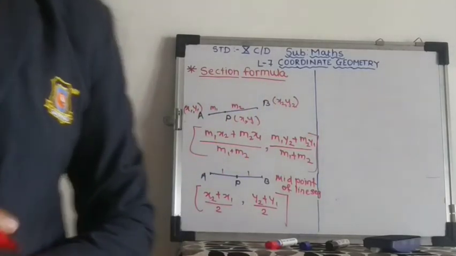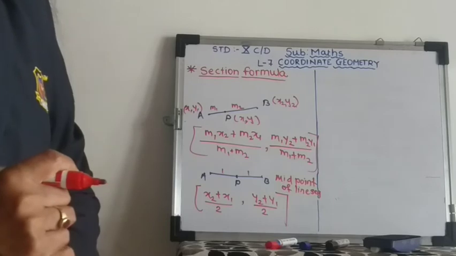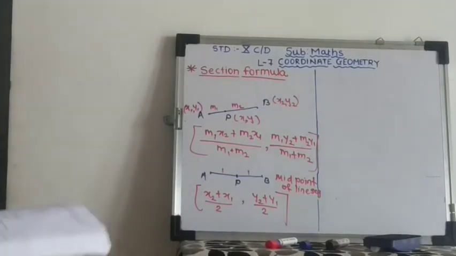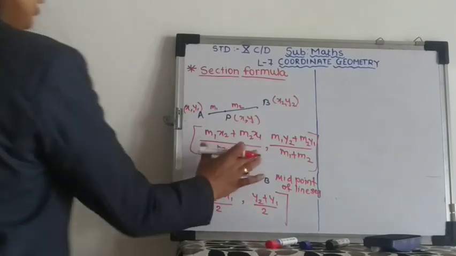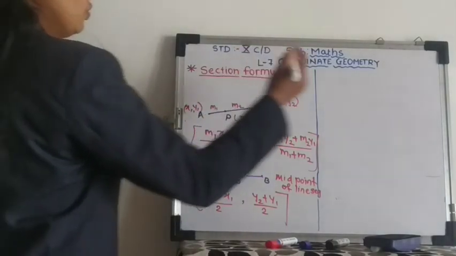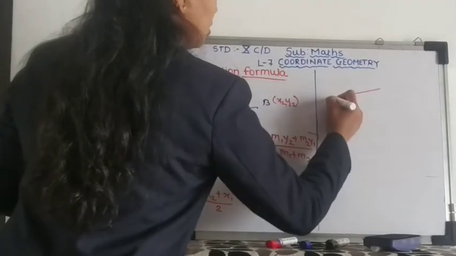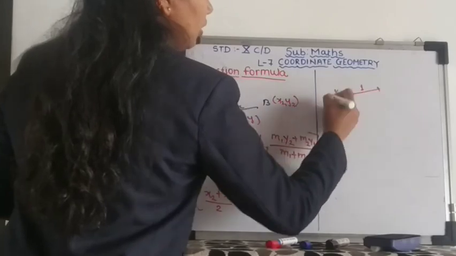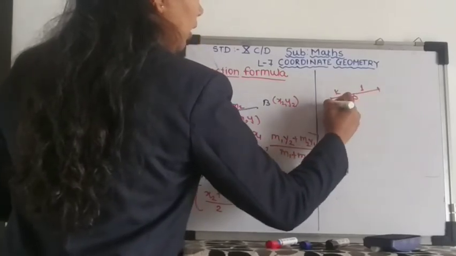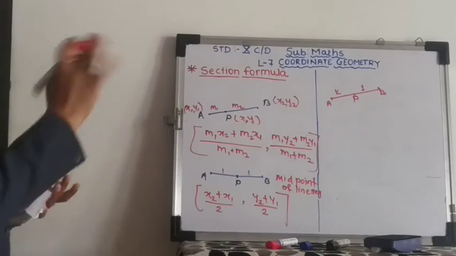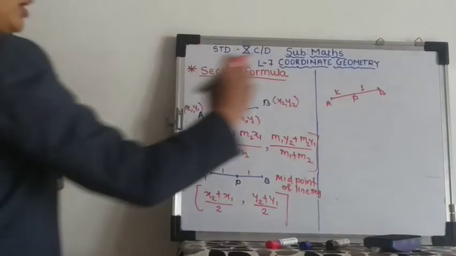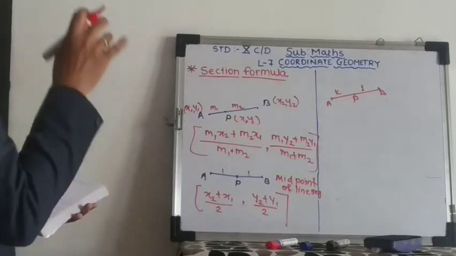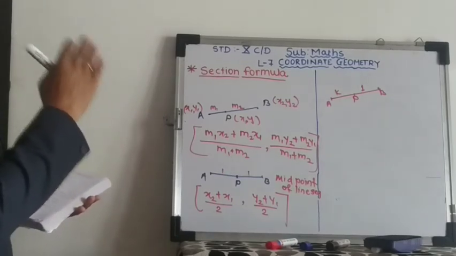Understood? So likewise we will do. If the ratio in which P divides AB is k:1, if the ratio we get is given as k:1, here we have k and here we got 1, right? Here we have P and AB. The points will be different. Just try to understand the ratio part, right?